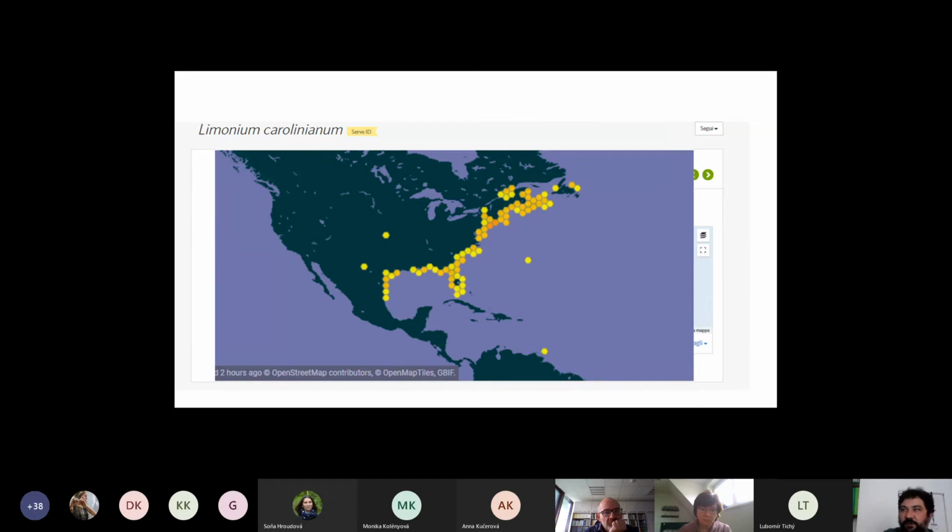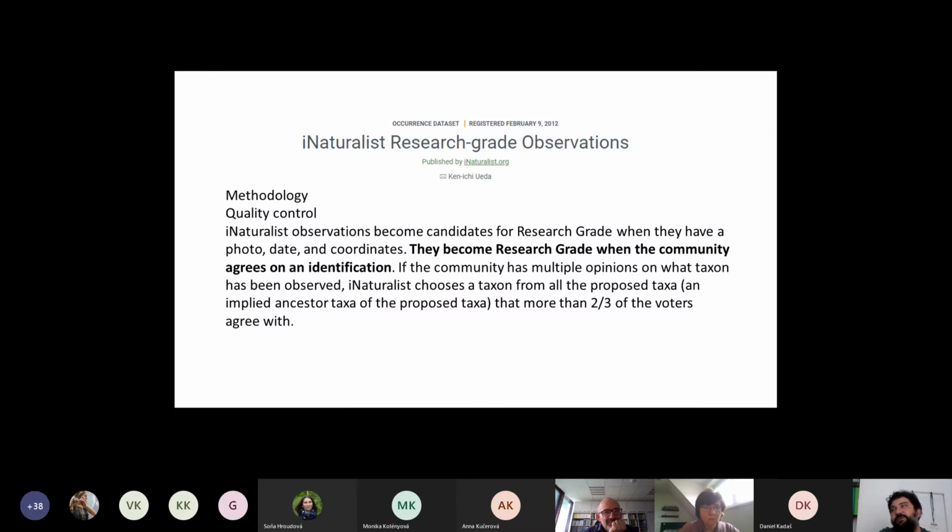because botany is science, not improvisation. Also, I have doubts about the research grade observations of iNaturalist that go directly into GBIF. So people can use data like this Calluna vulgaris, maybe from the shopping center of Syracuse. And it is very strange that when the community has multiple opinions on what taxon has been observed, iNaturalist chooses a taxon from all the proposed taxa that more than two-thirds of voters agree with.